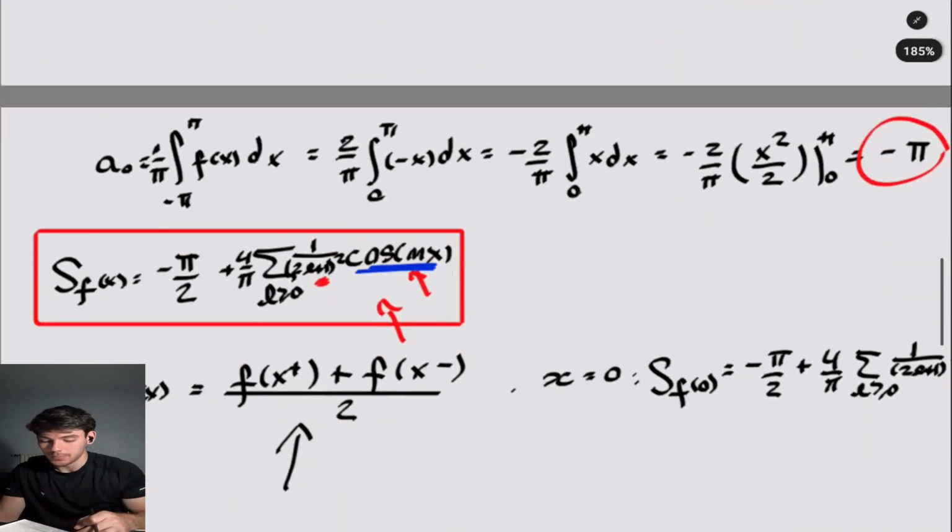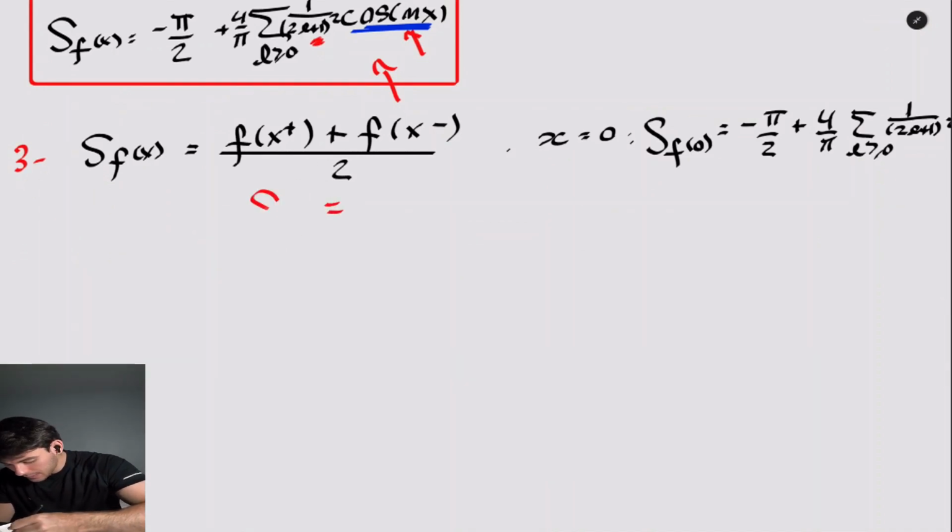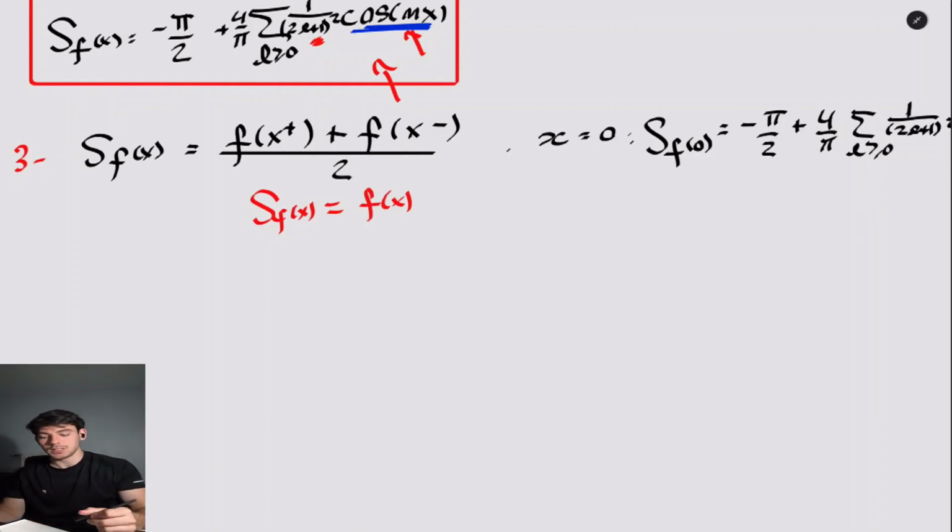So when that happens, we can simplify the equation of Dirichlet as simply Sf of x equals f of x. That's a simplification of the Dirichlet equation, and we can only do that when we are substituting a point where the function is continuous.